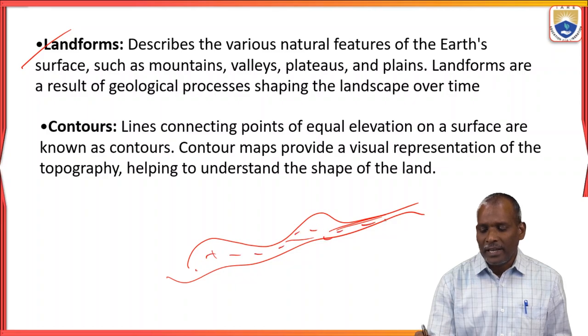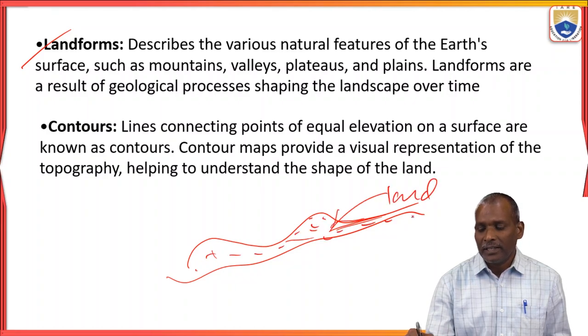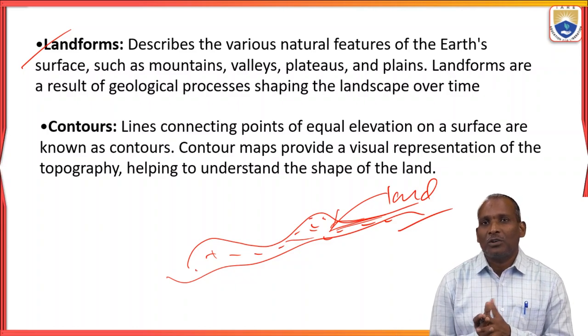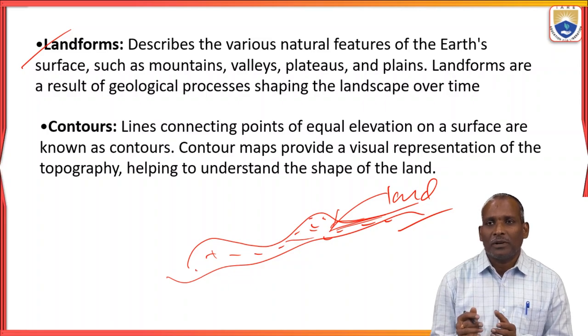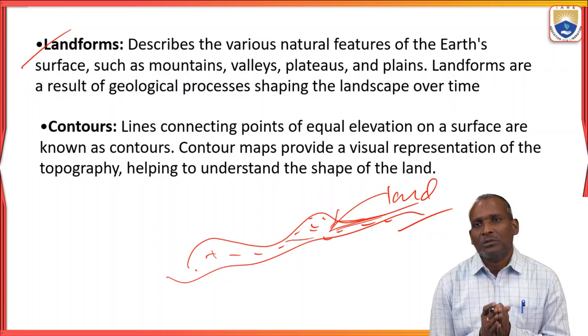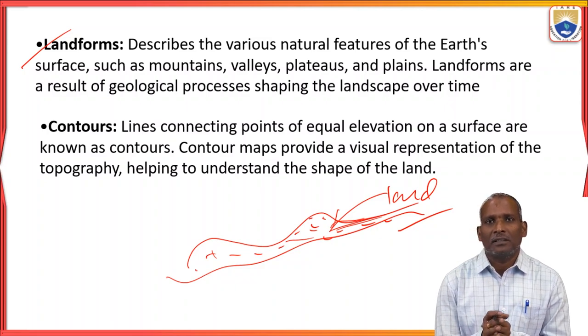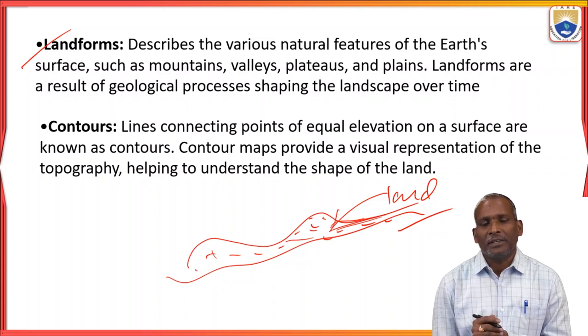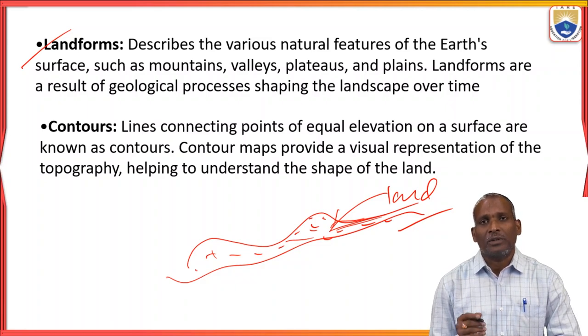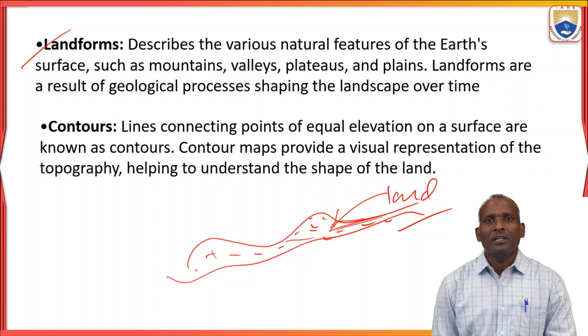So what is the shape of the land? Suppose, for example, this is a land. You can determine it using the contours, the connecting points of equal elevation. Based on the contours, you can say this land is a mountain land, this is a hill area, this is a valley. Like that, you can determine the nature of the land. Clear? Based on these major key aspects, you can determine the topography of the surface.